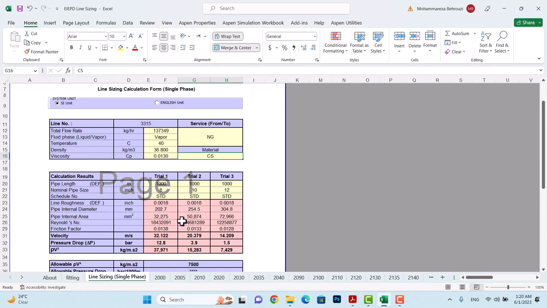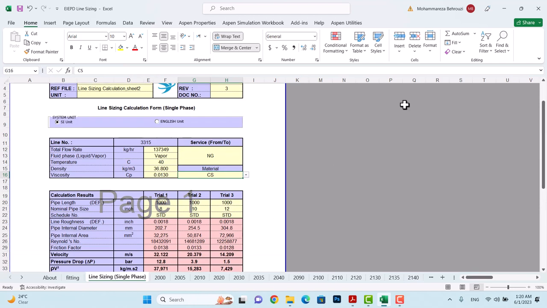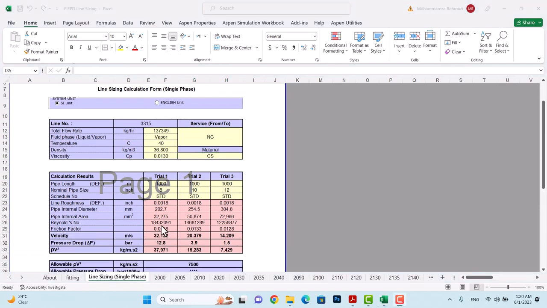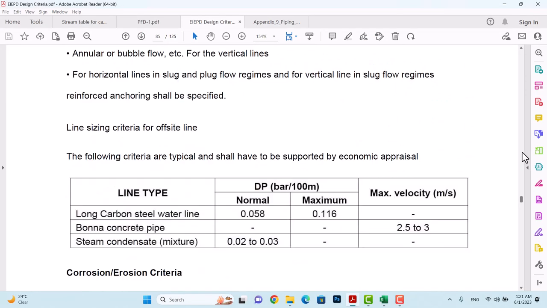And here there are other calculated issues which are not important. The thing that is important here is the velocity, pressure drop, and velocity head. So let's check the result for 8, 10, and 12. If you select 8 inches, you see the velocity is 32 meter per second. The pressure drop in 1 kilometer is 12.8 bar, and the velocity head is about 37,000. Now, let's get back to design criteria to evaluate and see whether this 8-inch result can meet our criteria or not.